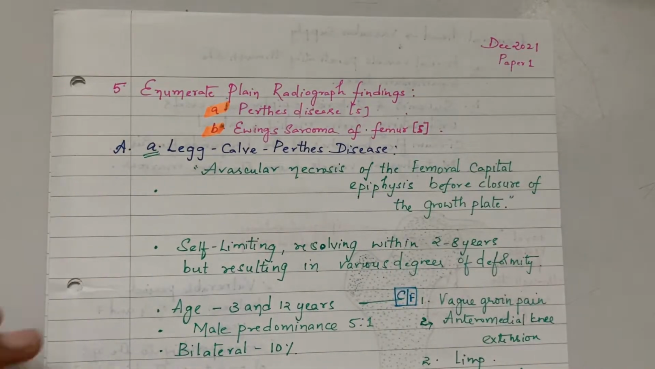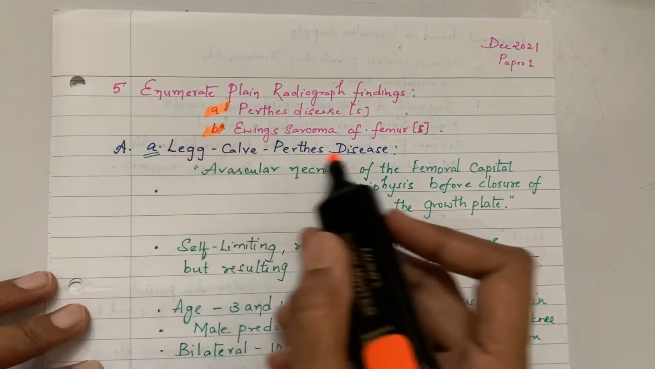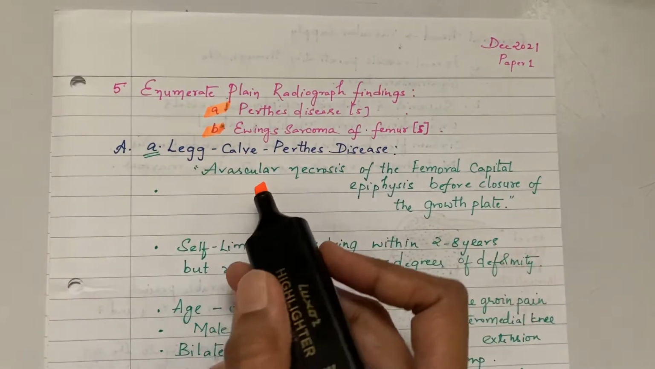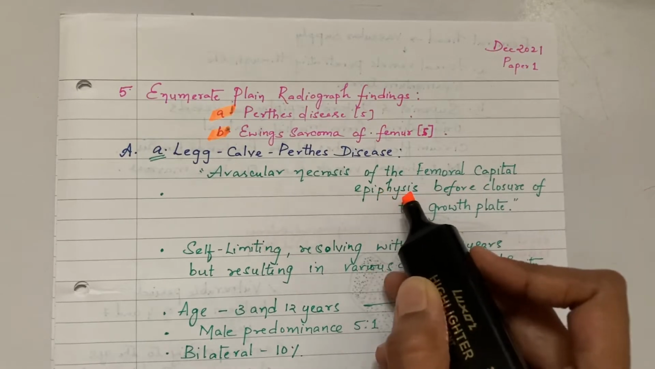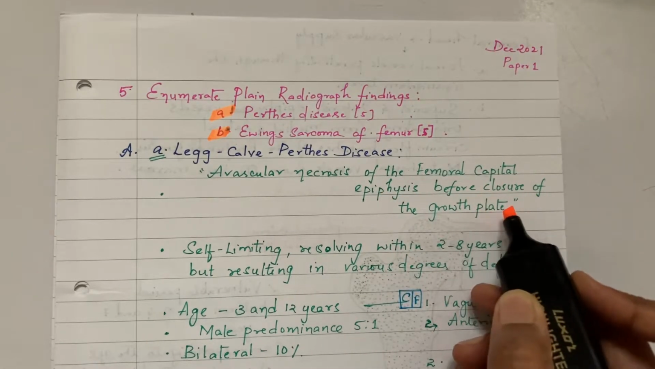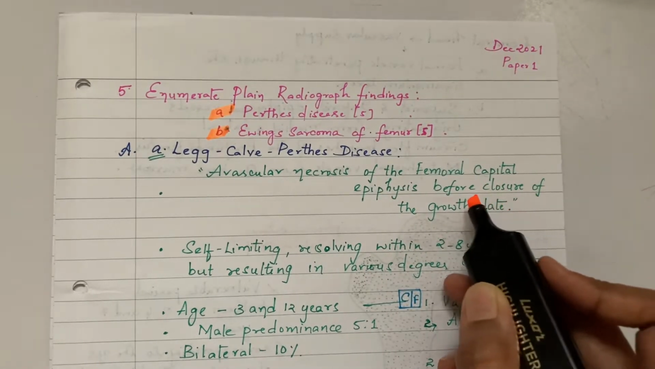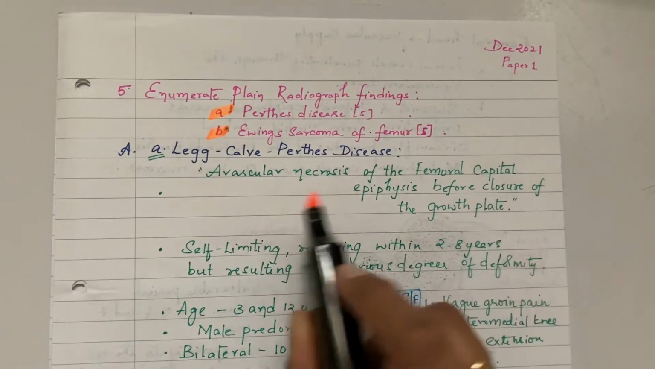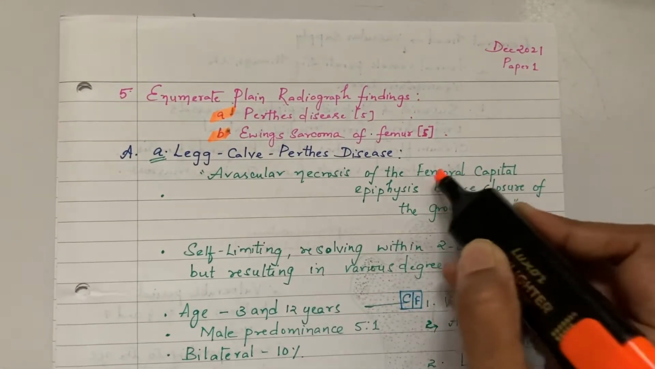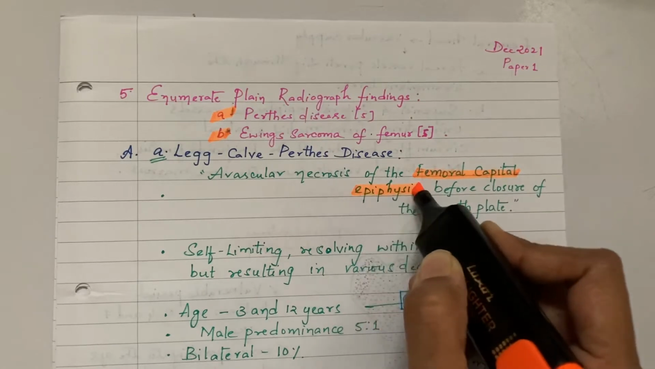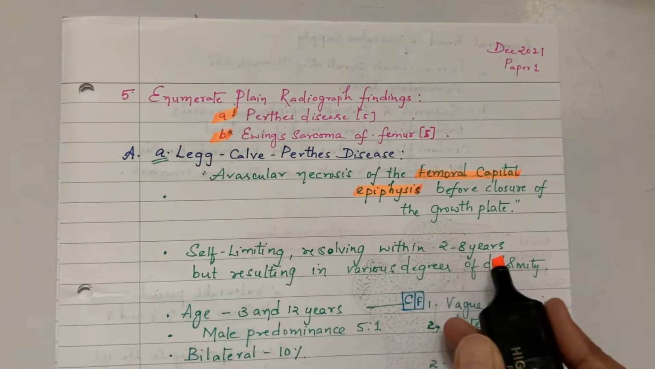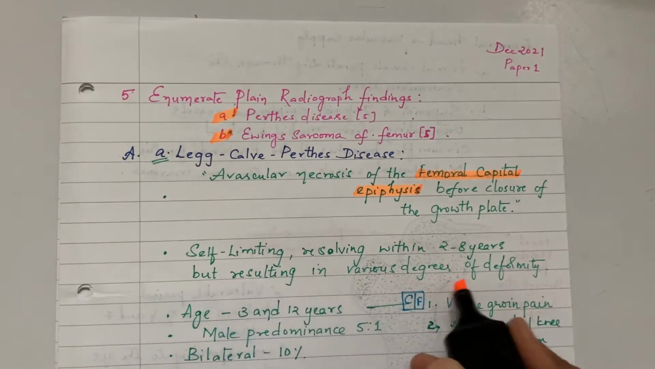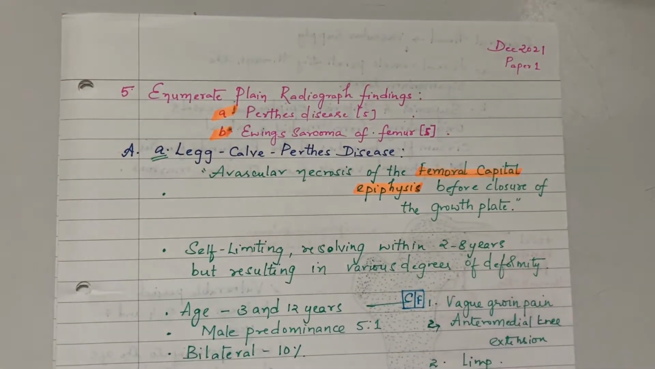So first coming to Perthes disease, Legg-Calvé-Perthes disease. It's an avascular necrosis of the femoral capital epiphysis before the closure of the growth plate. That is, it occurs in children. It's self-limiting, resolving within 2 to 8 years, but resulting in various degrees of deformity.